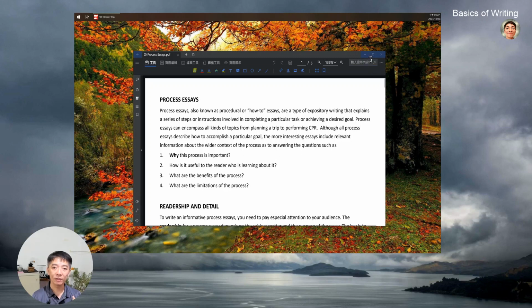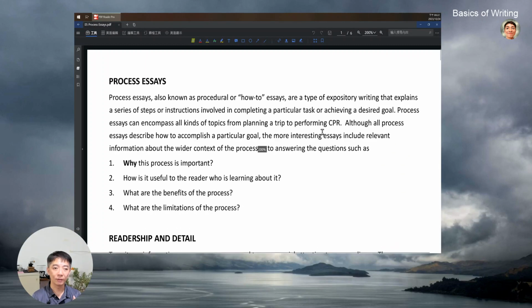So let's first take a look at your handout. It begins with the definition. Process essays, also known as procedural or how-to essays, are a type of expository writing that explains a series of steps or instructions involved in completing a particular task or achieving a desired goal. Process essays can encompass all kinds of topics, from planting a tree to performing CPR.